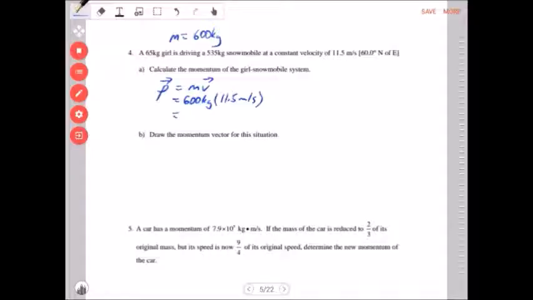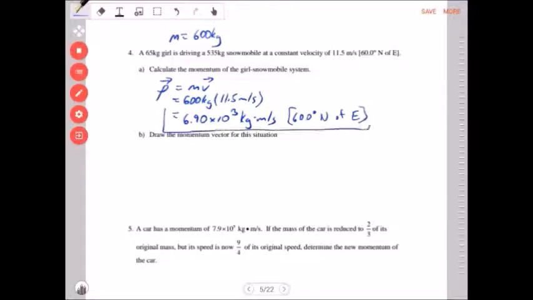So what we do, remember, we stuff these into scientific notation. So 6.90 times 10 to the 3. And you have to do it that way. This is not new, it's physics 20. 6.90 times 10 cubed kilograms meters per second. This is where we put the direction. So 60.0 degrees north of east. There we go, and that is our final answer.